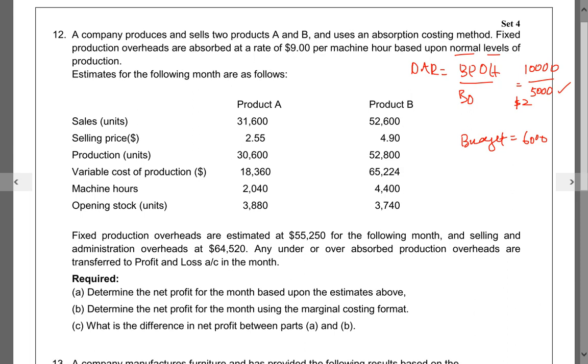So this one here, $9 per machine hour is based on normal. But what is our budgeted here? Budgeted output. Then can you see the production is this one? And this one different? Oh, this one is different product. So our normal activity level can be different from 30,600. So the point here is, once you go OAR, we always use the OAR, and then you budget more, budget less, doesn't matter, we are going to absorb based on that. So over here, the normal activity is 9, OAR is 9, that's it.